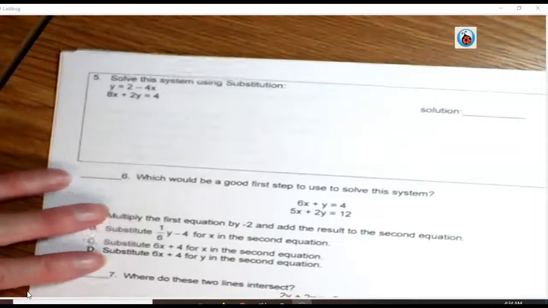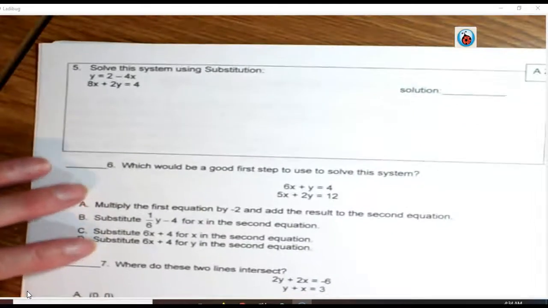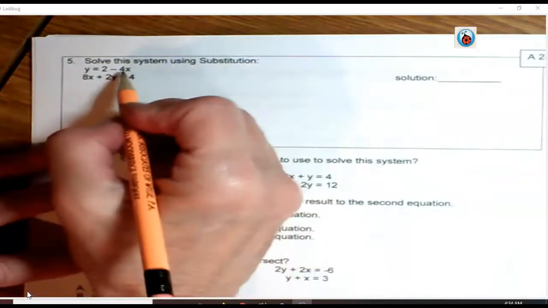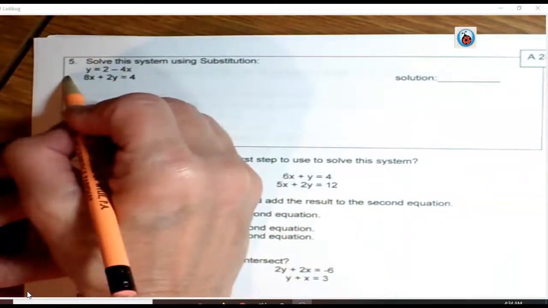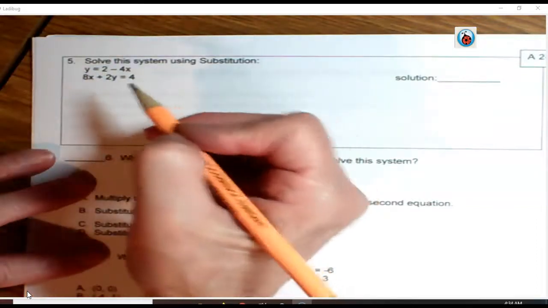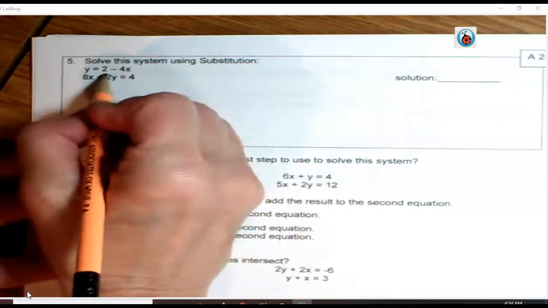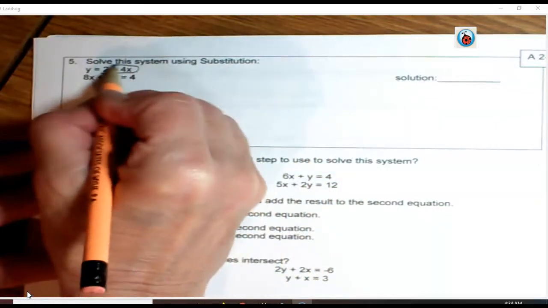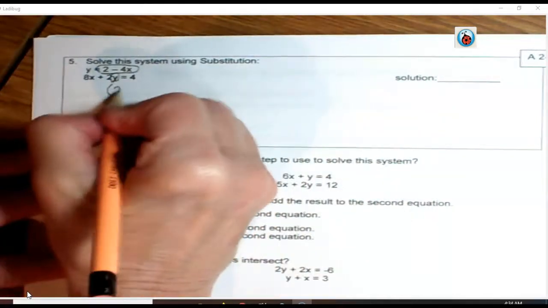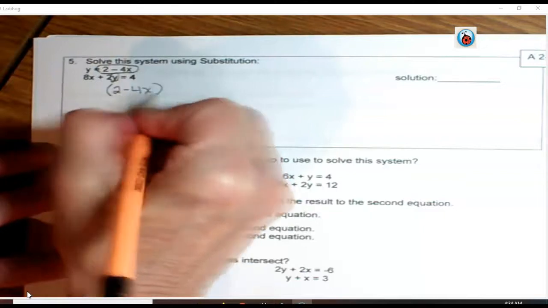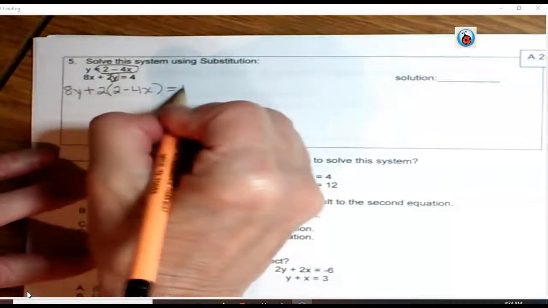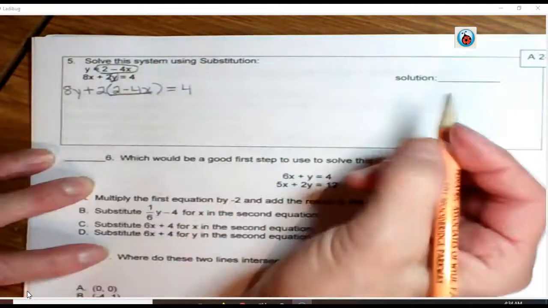Okay, number 5 says solve this by substitution. If you like elimination and you don't want to solve it by substitution, you can always move the 4x over to the right side by adding 4x and line up the variables and do elimination. But I'm going to go ahead and do this in substitution. I'm just saying take this and plug it into that equation for the y. So I'm going to put 2 minus 4x right there with the 2 plus 8y equals 4. So I just substituted that in for my y.